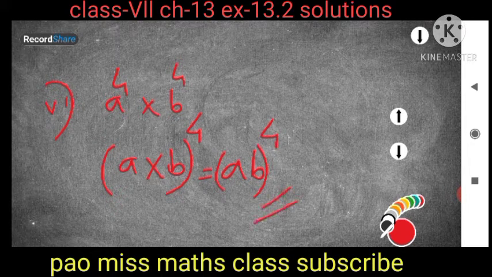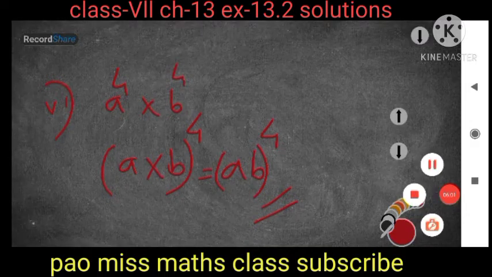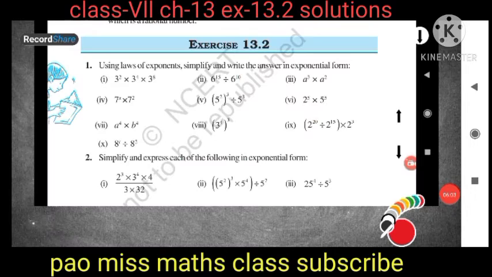So what is the answer? ab to the power 4. So which law are we using here? We are using exponential law 3 or 4. It was, I think, 4, isn't it? We are using 4. So now come back to the next question. Question number 6. Oh, it was 7, isn't it? It was question number 7. Sorry, I made a mistake. I wrote question number 6, but please write question number 7.